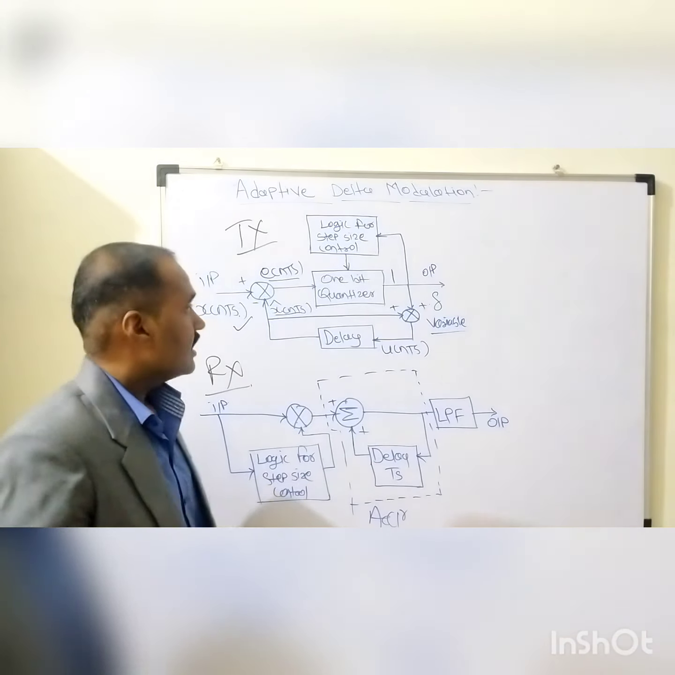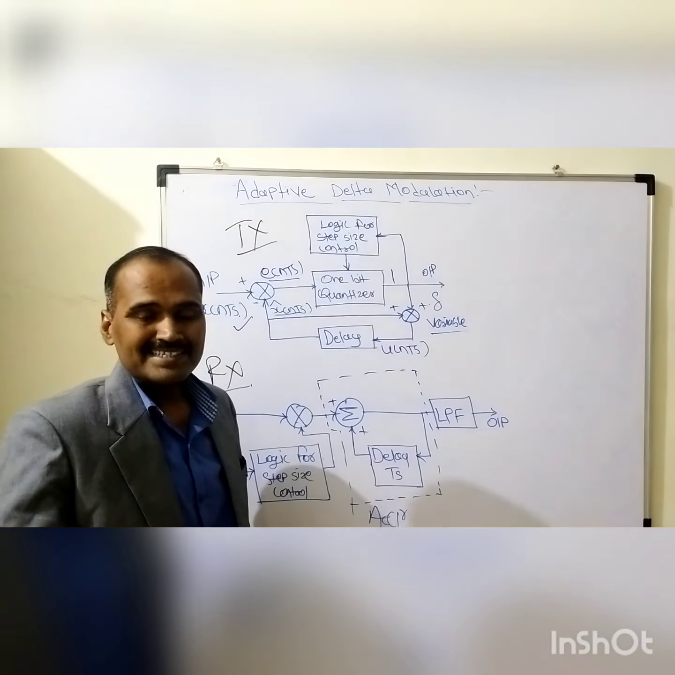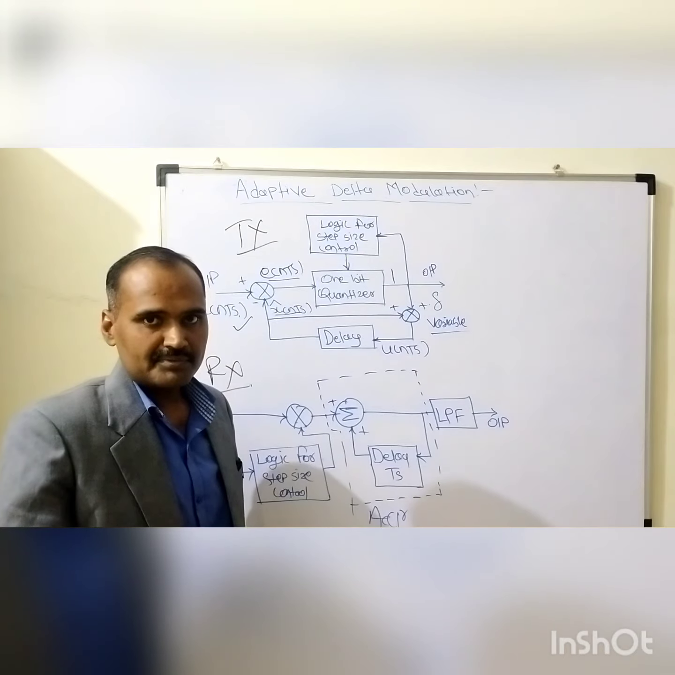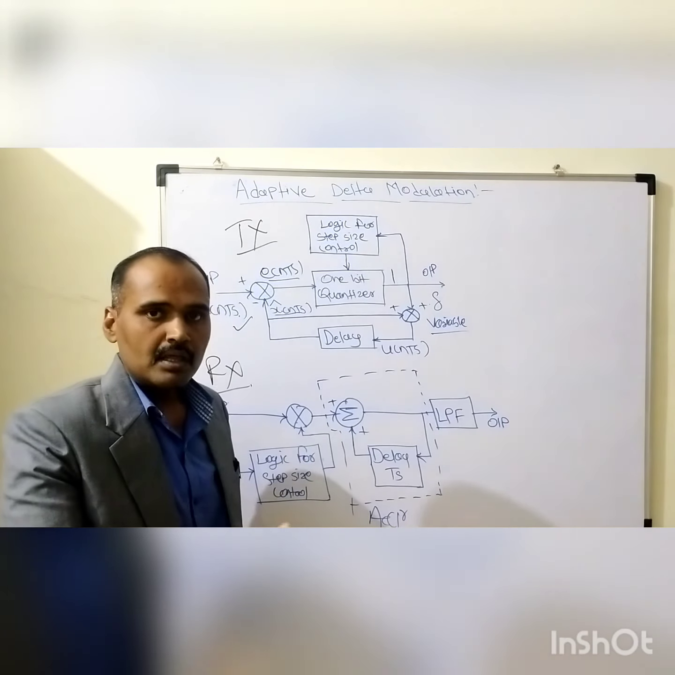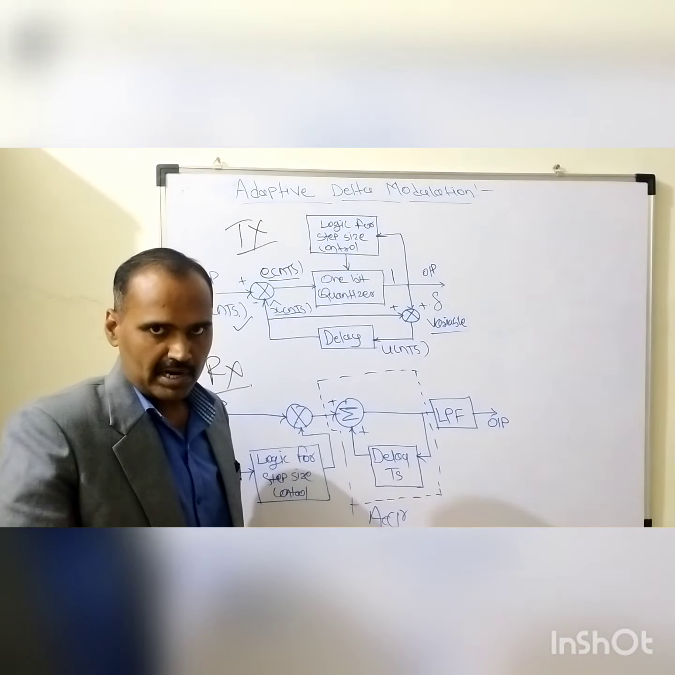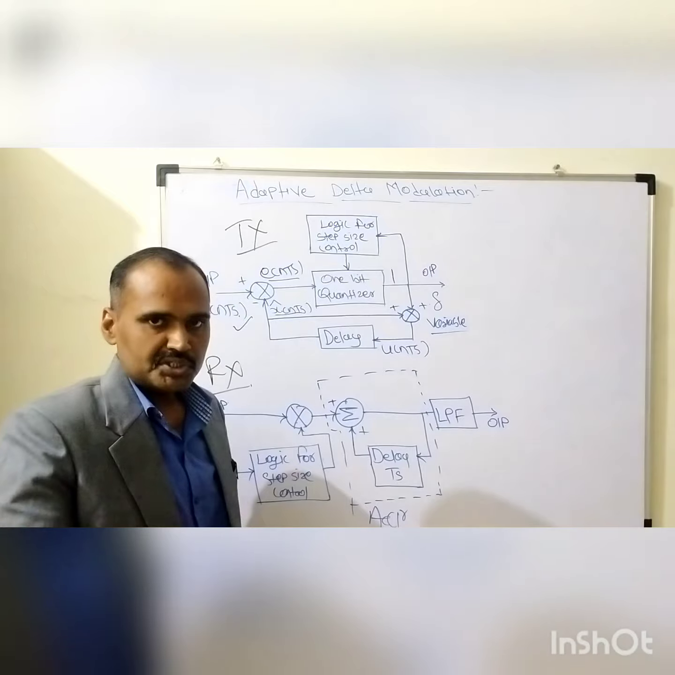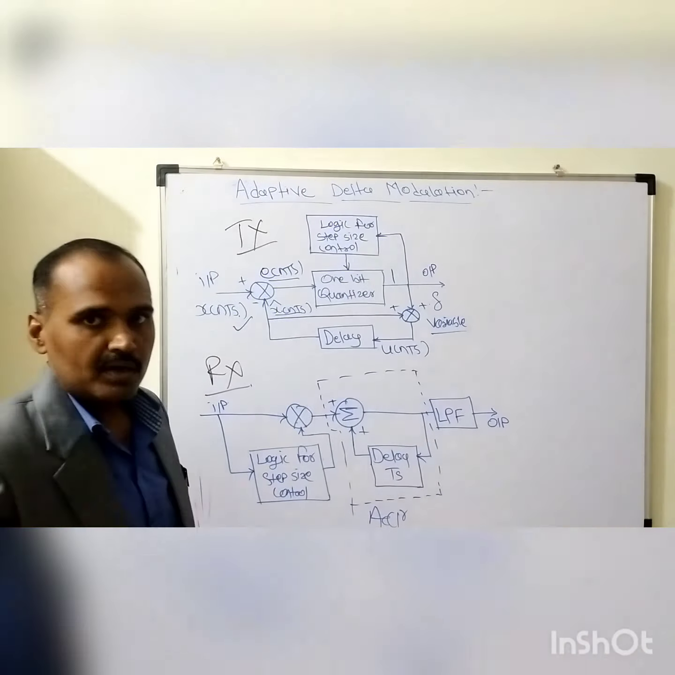Then the e of nTs is given to this 1-bit quantizer. So basically the 1-bit quantizer will try to encode the difference between the unquantized sample signal and the predicted value in terms of plus delta or minus delta, which is to be encoded as a 1 or 0.